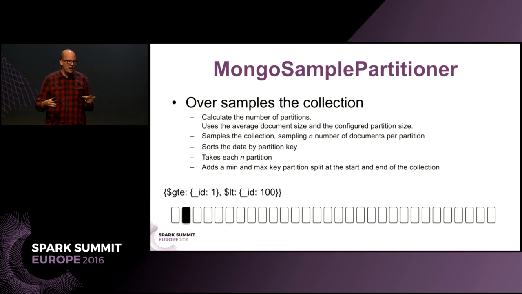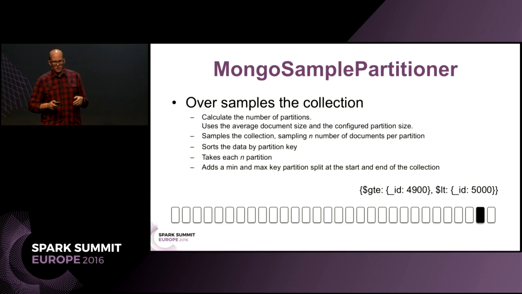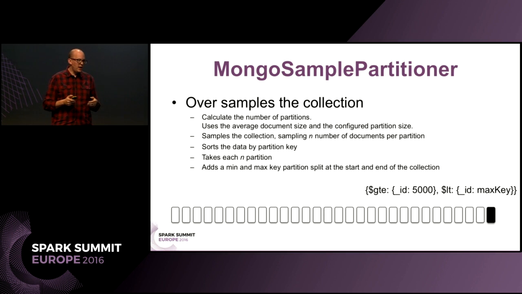And then you have the query bounds of your first partition, maybe 1 to 100, and so on, all the way to the end. And then finally, we'll have the other bookend to ensure that if the data does mutate, you will get it all through.